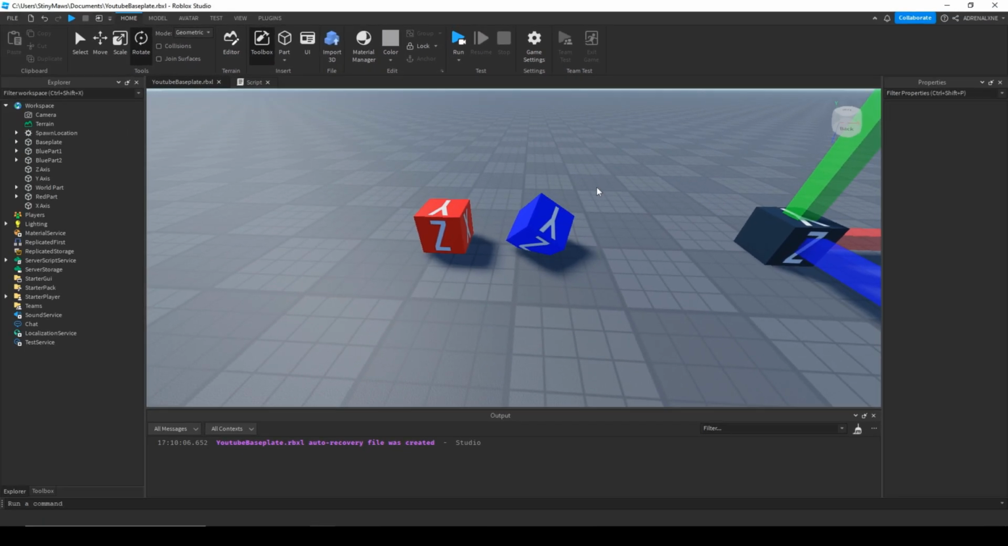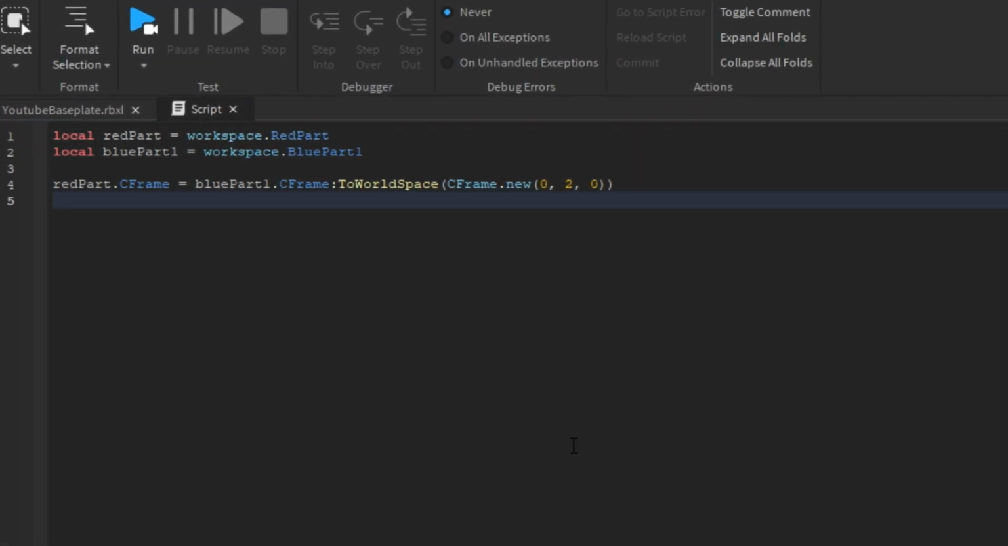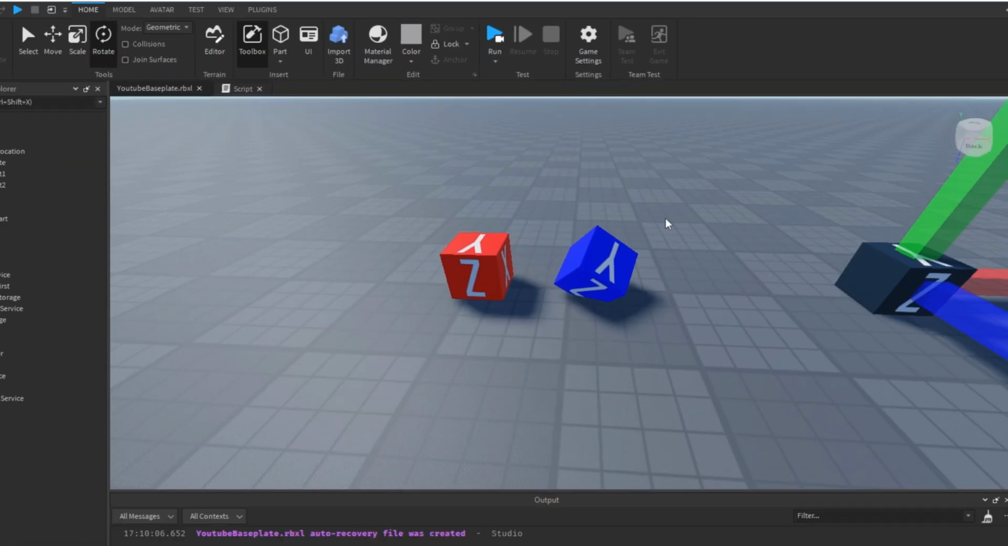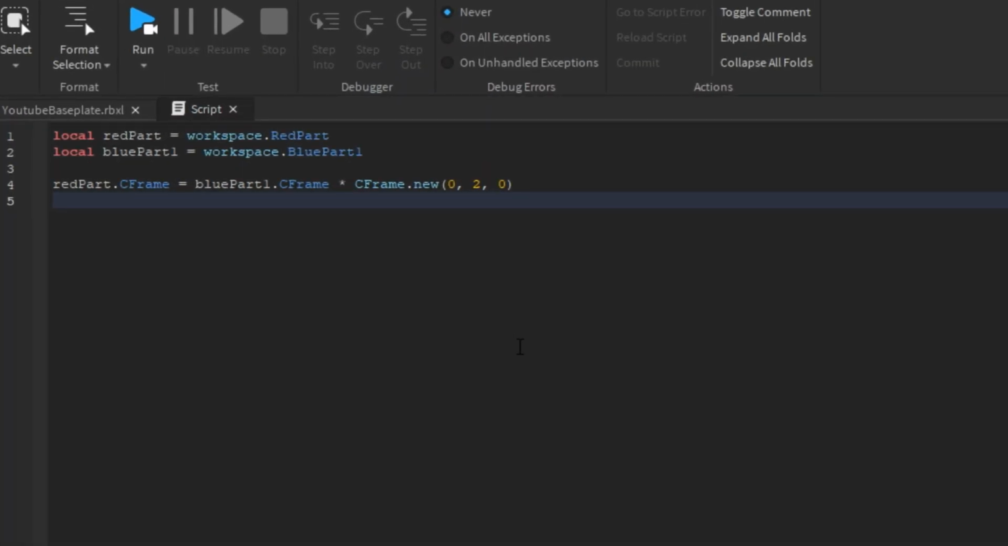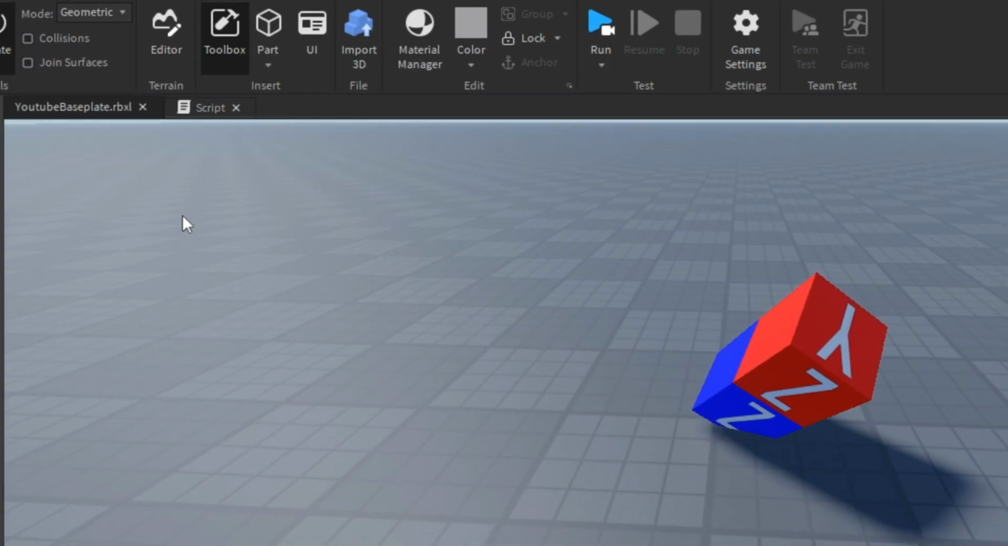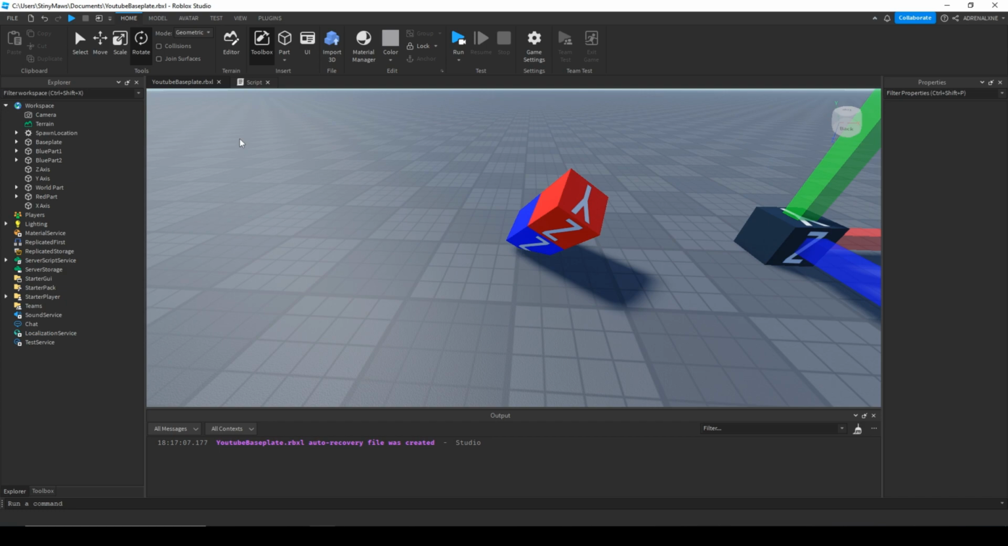So these next 2 CFrame functions are the ones that return CFrames from world to object space or object to world space. ToWorldSpace takes an offset CFrame and returns a CFrame relative to the origin that is equivalent. You could also write this as a CFrame multiplied by a CFrame. For example, if I wanted this red part to be 2 studs above the top face of this blue part and also have the same rotation as the blue part, I would set the red part's CFrame to the blue part's CFrame and multiply it by an offset CFrame with a 2 in the y-axis direction relative to the blue part. If we run the game, you can now see that the red part is in the correct spot.